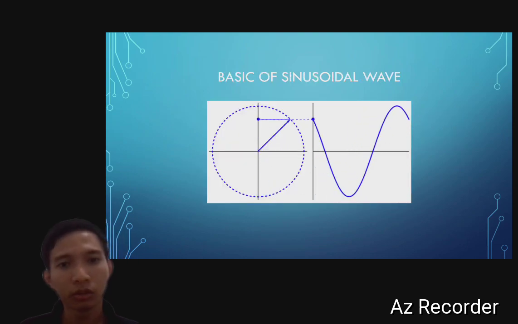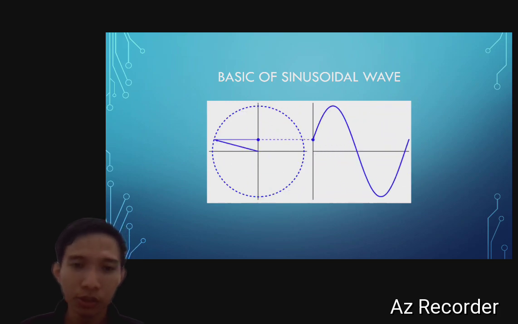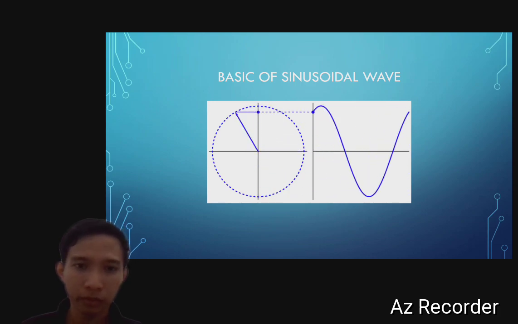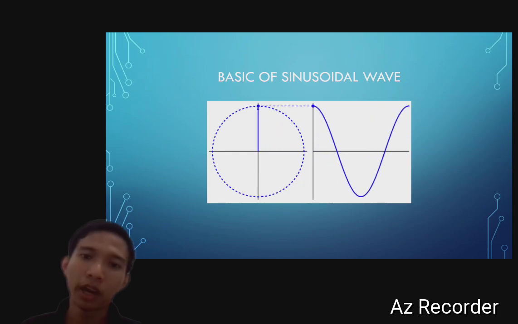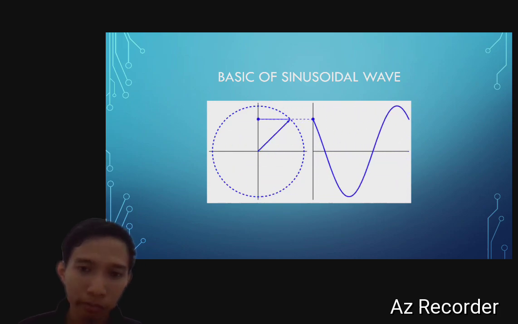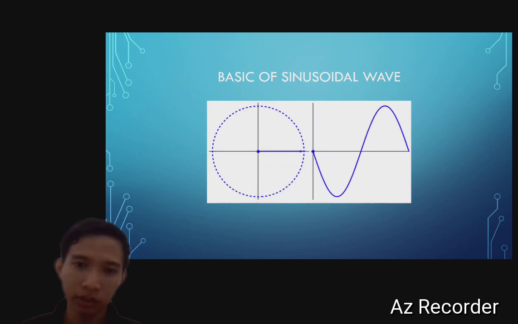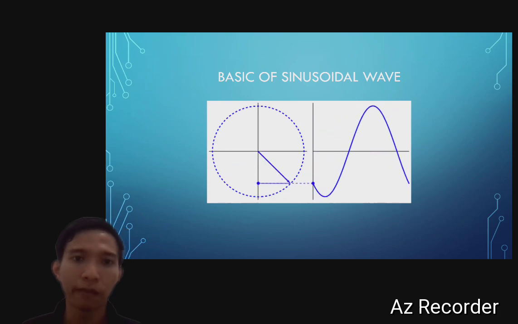Next, we need to talk about the sinusoidal wave. As you can see in this video, the sinusoidal wave is like a mountain and a valley. Inside a 360 degree rotation, we have one peak of the mountain and one peak of the valley, the deepest part of the wave and the topmost part of the wave.